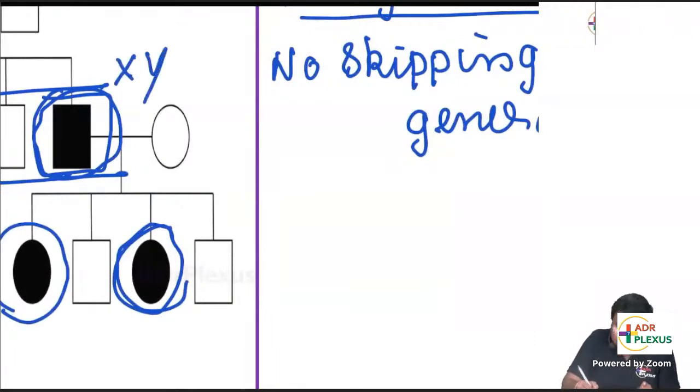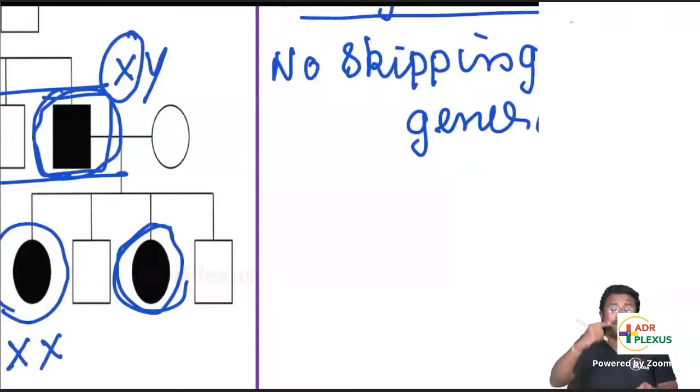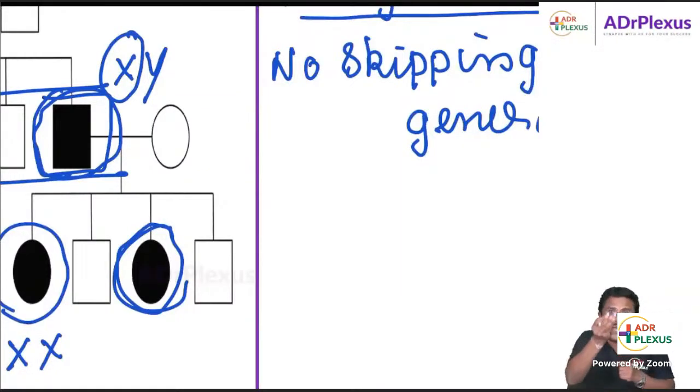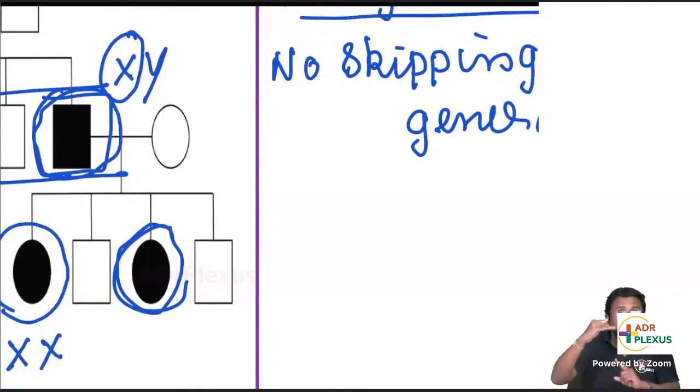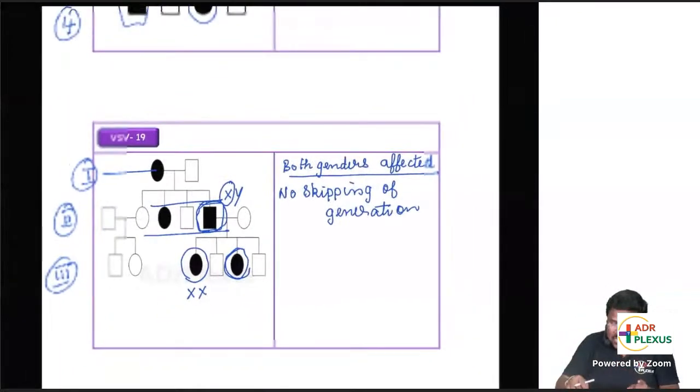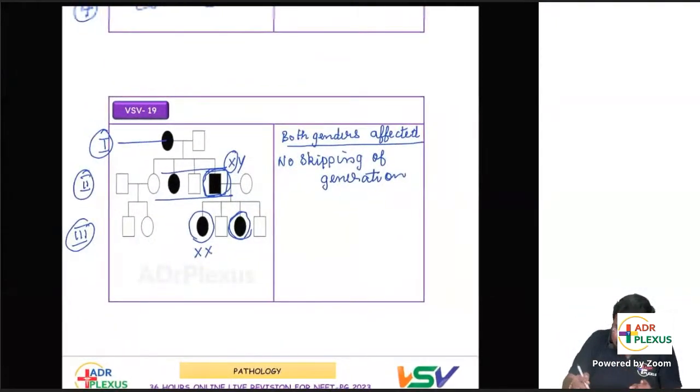The father has XY chromosomes. So the father gives the X chromosome only to the daughter, whereas the father gives the Y chromosome to the son. So the father will not transmit the disease to the son. X-linked dominant. So this is the X-linked dominant.